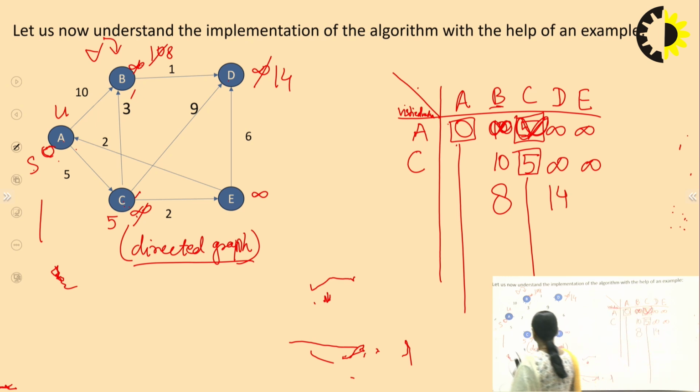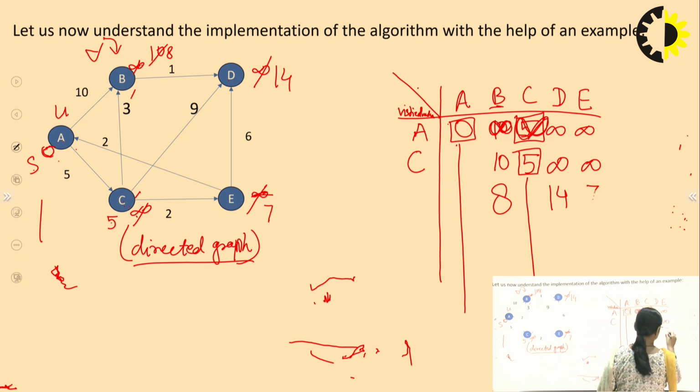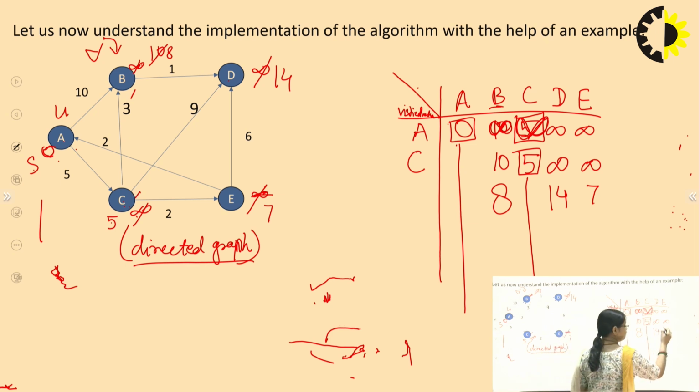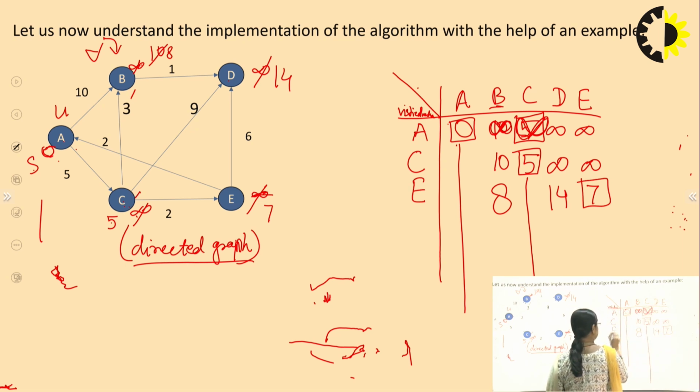So C to D is 14, and C to E will be, here it is 5. 5 plus 2, it will be 7. Okay. Now, which one is minimum? Your minimum is 7. So, I have taken E.